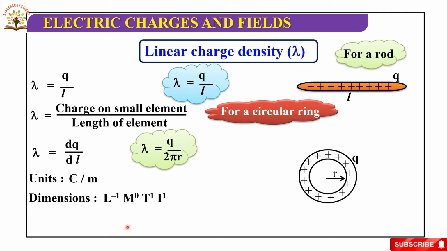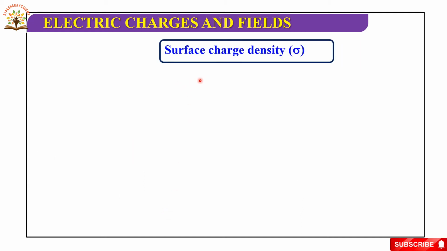Now dimensions: L inverse, M0, T power 1 and I1. This is the dimensions of linear charge density. Or you can write it as M0, L power minus 1, T1 and I1. Okay. Next, surface charge density. It is written by the letter sigma. Charge per unit area is known as surface charge density.